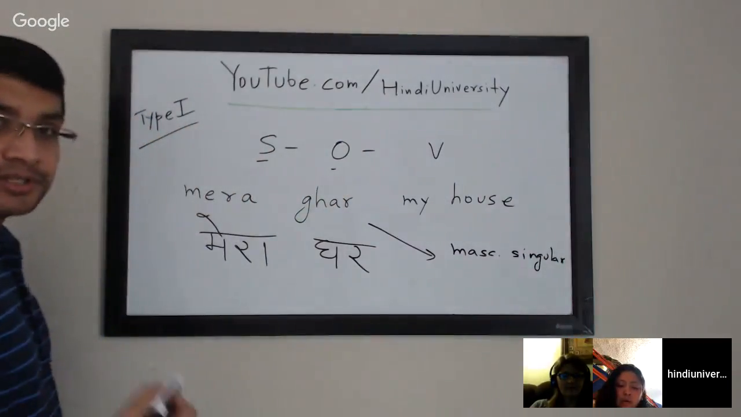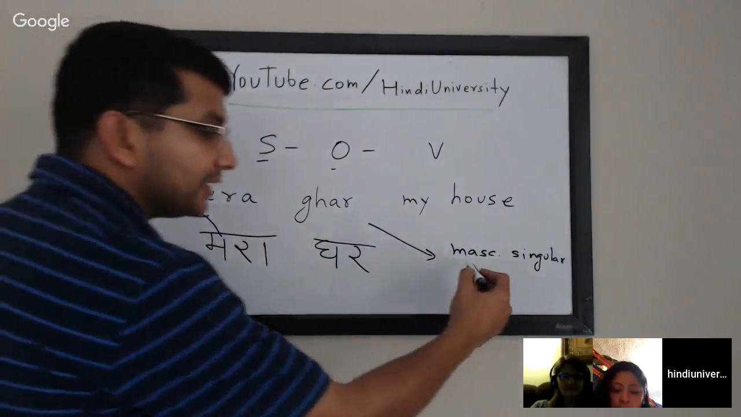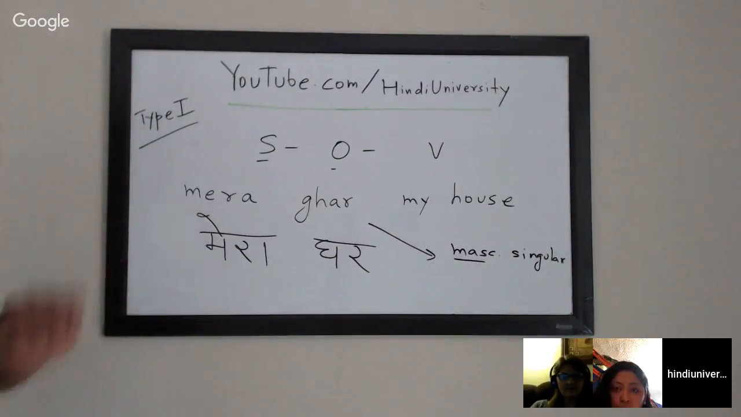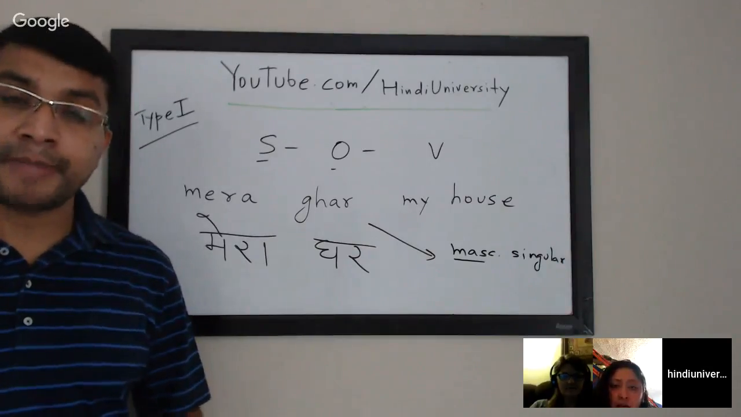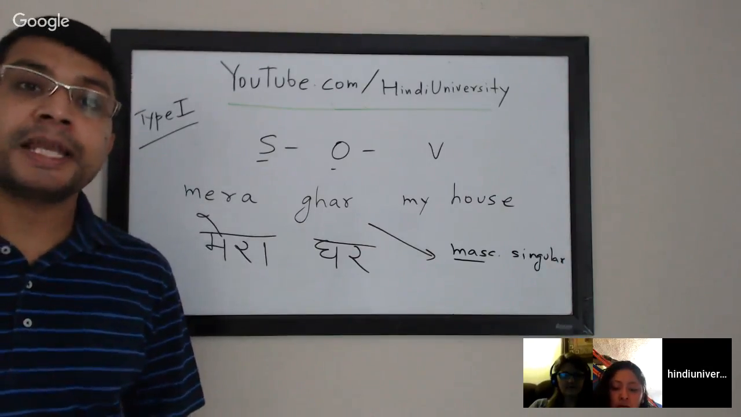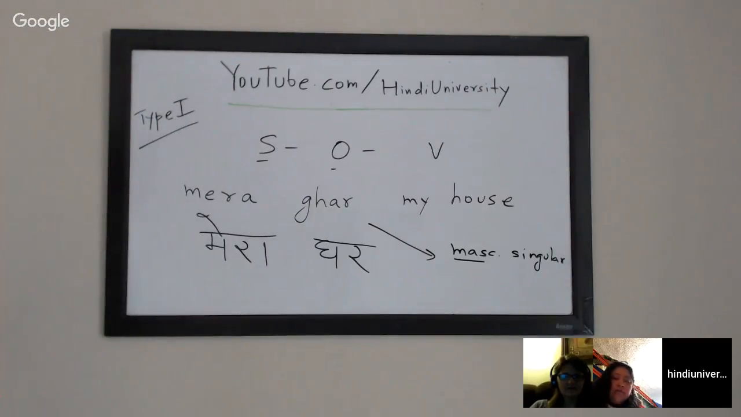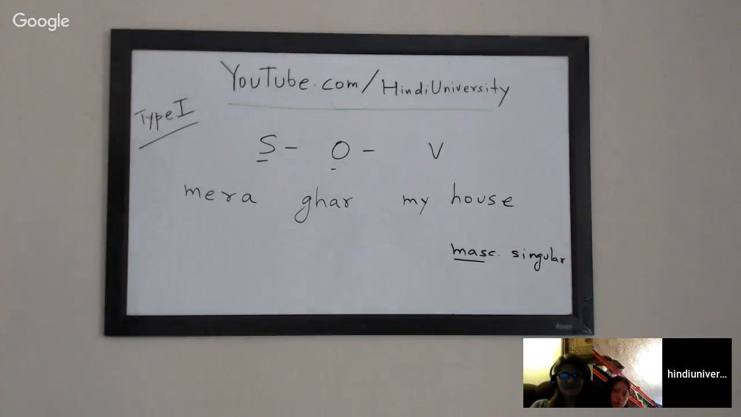Okay, masculine singular. You can say that if you're talking about only one house, and it's masculine in Hindi, then you will use mera ghar. Okay, then you use your mera. If you're talking about many houses, masculine plural, then you can say mere ghar. Okay, let's look at more examples. So whenever your object is masculine singular, use mera. Let's look at more examples, and then I'm going to quiz you after that.